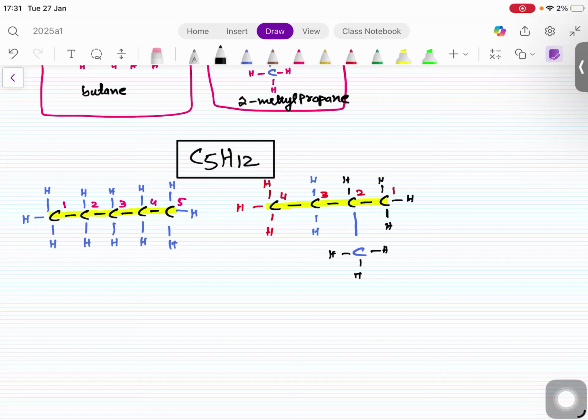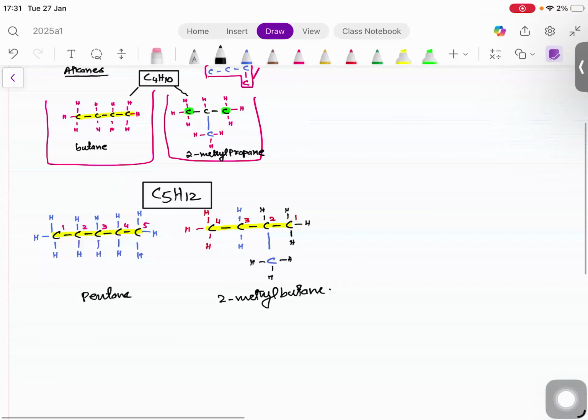These two compounds have the same molecular formula but different structures. This compound is named pentane, and this is named 2-methylbutane. In this case, there is another possibility.